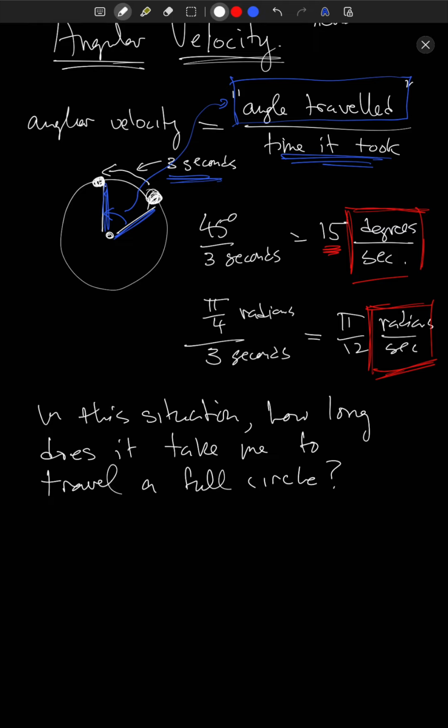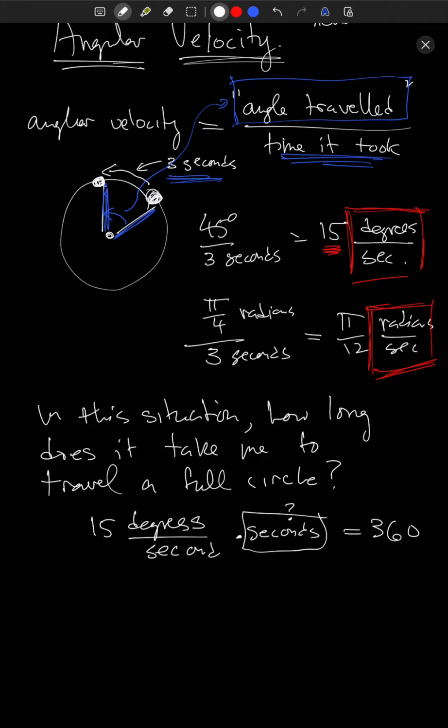Right? Well, 15 degrees per second. How long do we have to travel to get to, so times seconds, right? This is the quantity that I need to figure out. That should be equal to a full circle, right? And so you can see our seconds should be equal to 360 over 15. And so that's going to be 24. All right. So in this specific motion, it's going to take us 24 seconds to make a full revolution.